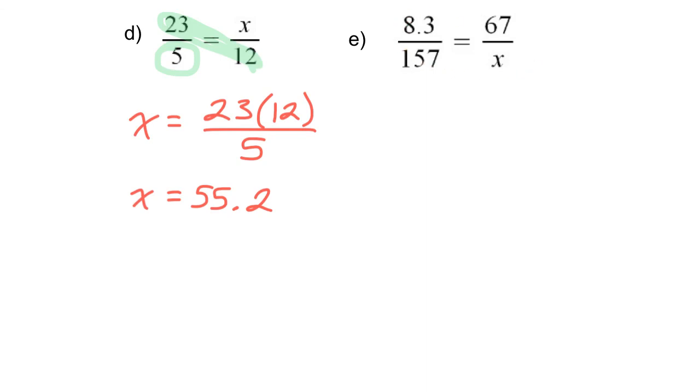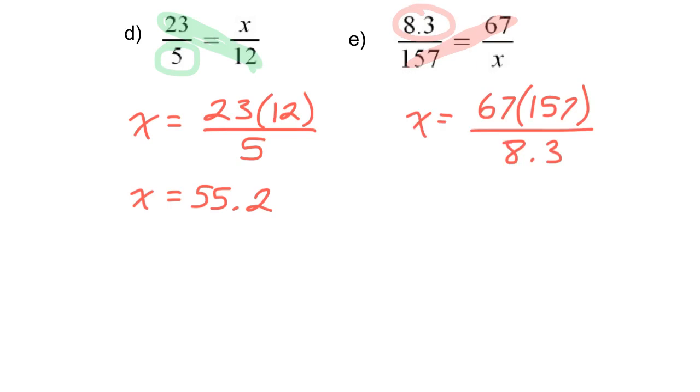In the next one, we have 8.3 over 157 equals 67 over x. We want to know what x is, so we're going to multiply the diagonals, divide by the number left over. So x is 67 times 157 divided by 8.3. And when you punch that into your calculator, you end up with 1,267.349398. Your calculator is filled with numbers, so you know that is not an exact value.